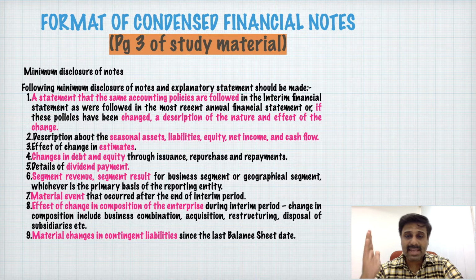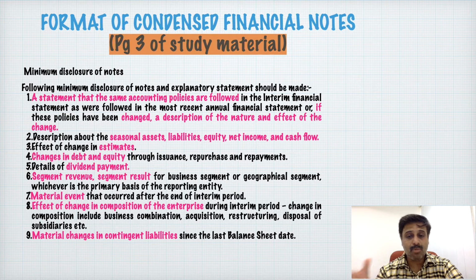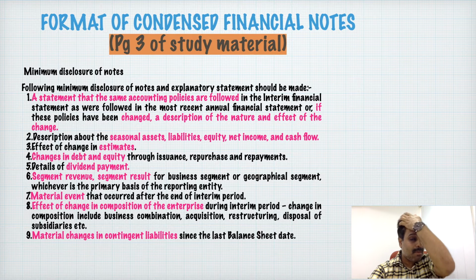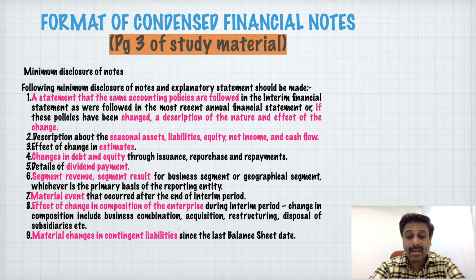If we are following the same accounting policies, we have to mention a statement that we are following same accounting policies. If we have changed the accounting policy like SLM to RBM, FIFO method to LIFO method, then we have to mention that this method has been changed, this policy has been changed. We have to describe the change and we have to describe its effect also. Second disclosure. Description about the seasonal assets, liabilities, equity, net income and cash flow.